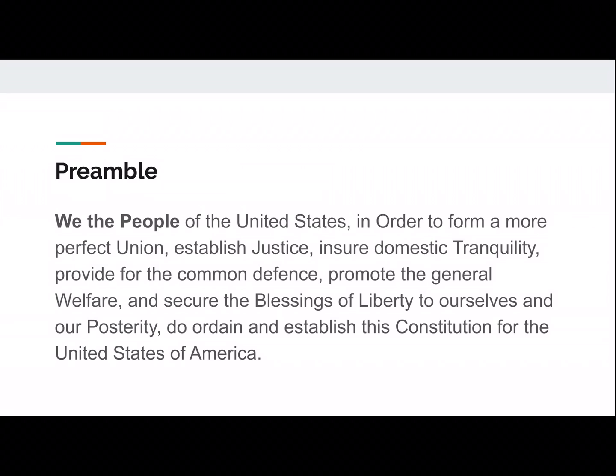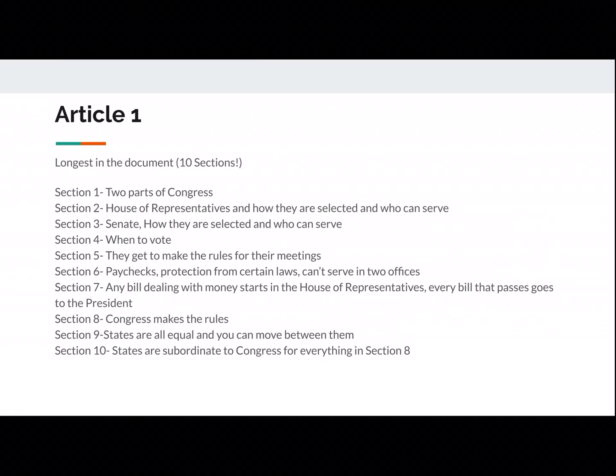All right. And then at the end, it says, we establish this Constitution. We are creating this document. So that's the preamble, and it's a pretty important part. And it's where most people stop, is they kind of read this and they're like, all right, we got it. But there's a lot of other good details in here. So let's dive into Article 1.